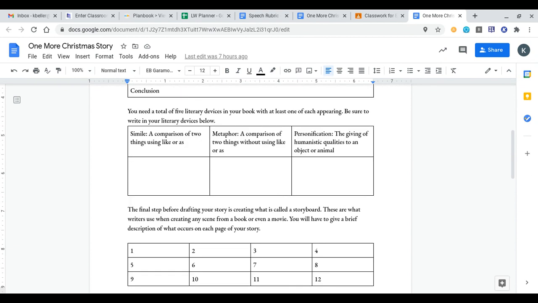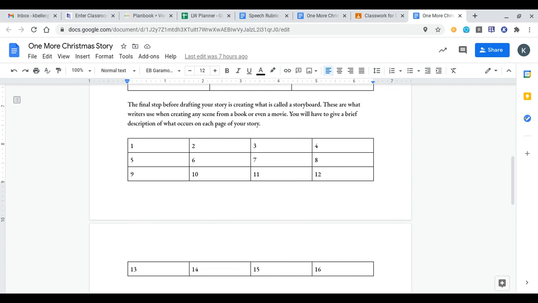Then you're going to need a total of 5 literary devices in your book, with at least one of each of the following appearing within it. So be sure to write in your literary devices below that occur in the book. So I need at least 1 simile, 1 metaphor, and 1 instance of personification.